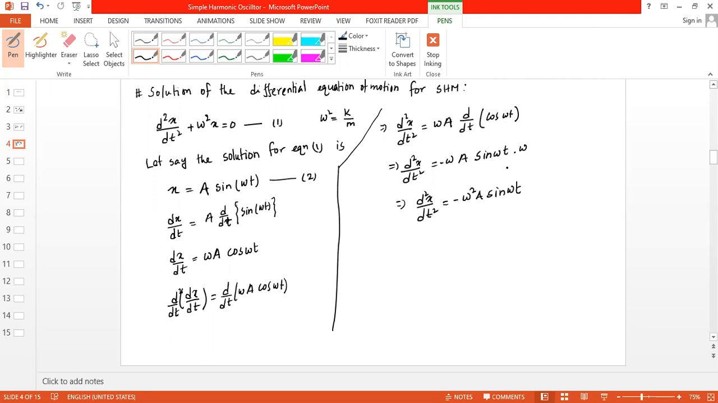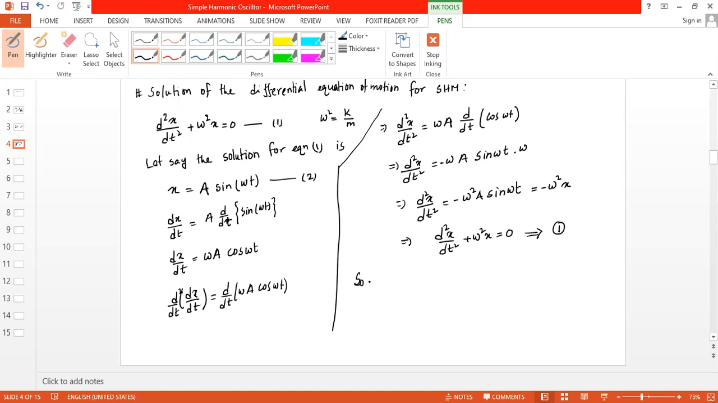A sine omega t means x, so it equals minus omega square x. So finally, we can write d square x over dt square plus omega square x equals 0. This is equation number 1. And equation 1 কে আমি কি করে আসতে পারি? I can come back to equation number 1 by using this equation 2. So we can say that x equal to a sine omega t is a solution of equation 1.